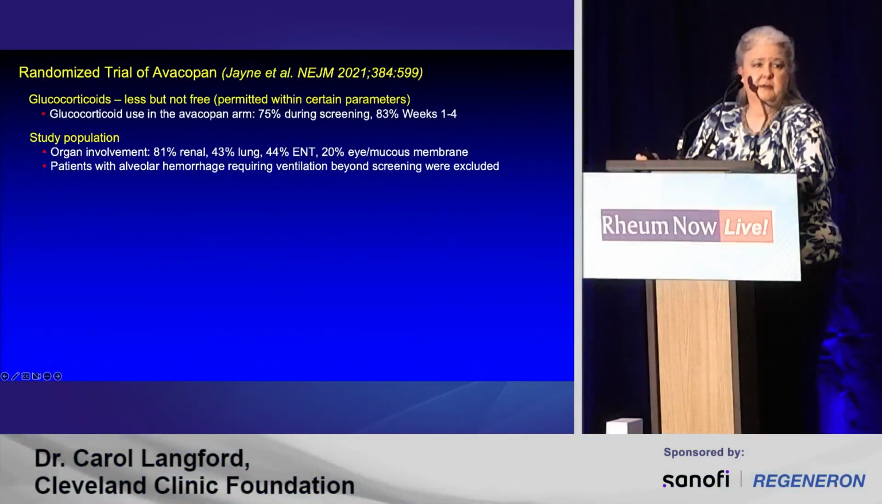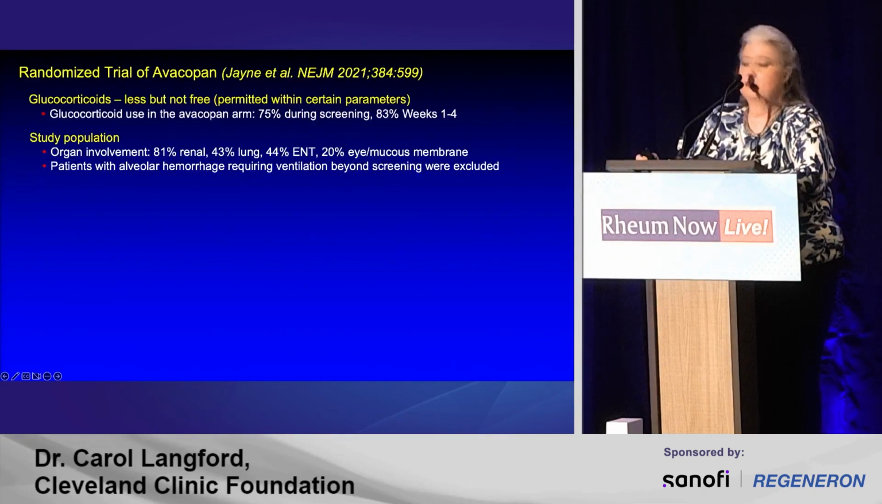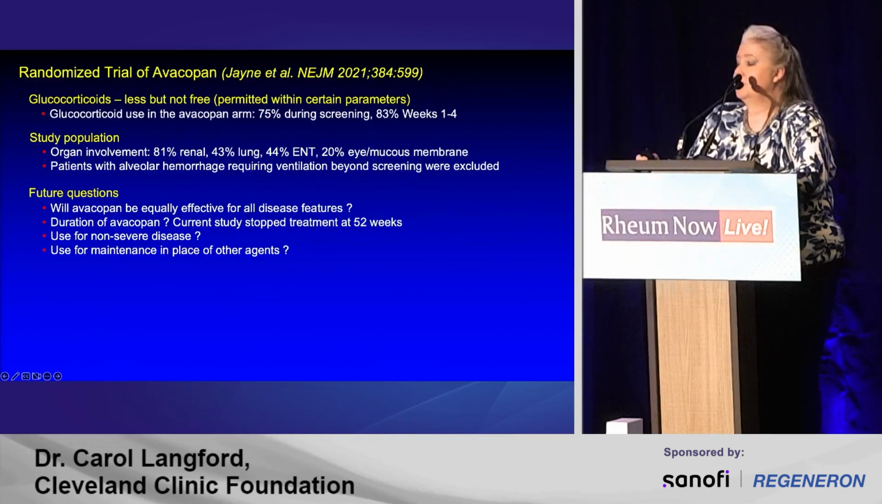Now, there are a couple of things to keep in mind with this study. Although certainly this was less glucocorticoids than had previously been possible, this is not glucocorticoid free. This was also a heavily renally based population, with 81% having glomerulonephritis and only 44% having upper airways disease. So there are some important future questions about whether avacopan will be equally effective for all disease features. What should be the duration of avacopan, as the clinical trial stopped treatment at 52 weeks? What about its use for severe disease and use for maintenance in place of other agents?